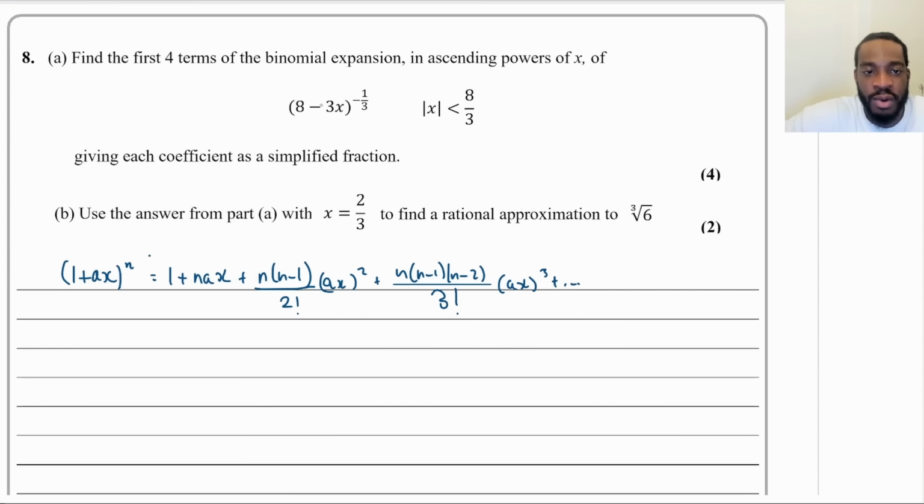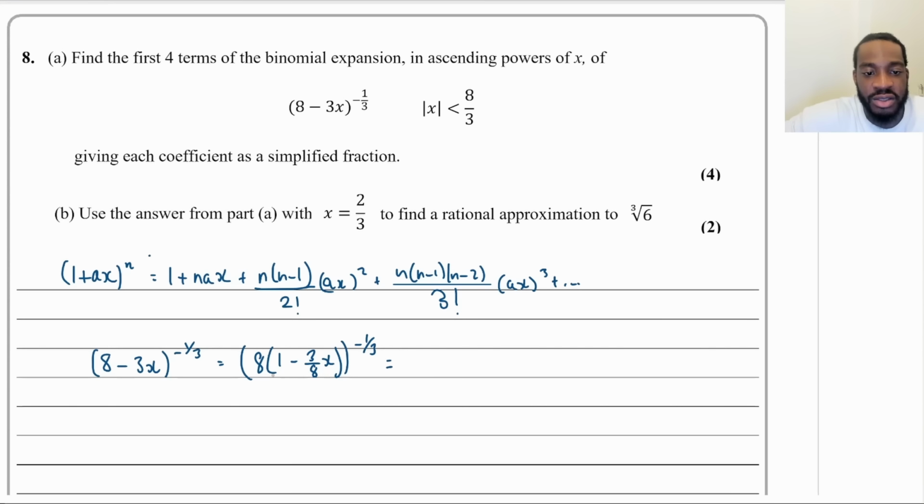Now, first thing first, remember, the formula has a 1 in front. Our expansion here has an 8, so we need to account for that. We need to take out the 8. So algebraically, I've got 8 minus 3x to the minus a third. If I take out 8, I'd have an 8 there. That'll be a 1. Then it'll be minus 3/8 x, wouldn't it, to the minus a third.